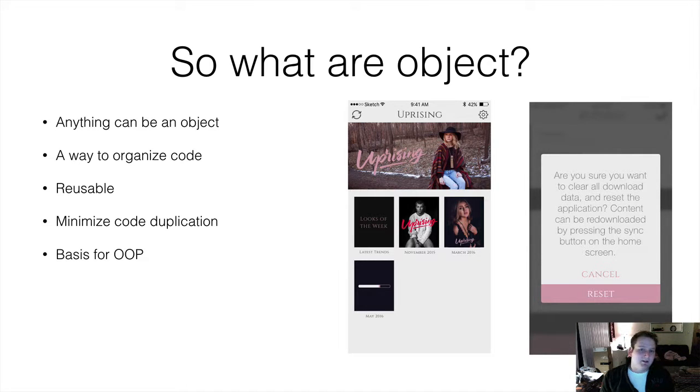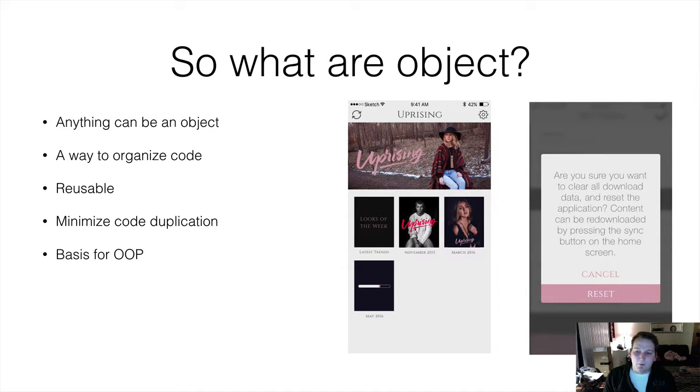All an object really is, is a way of grouping code so you can reuse it. So anything can be an object. It really just comes down to a way to organize your code so it can be reused, and you only have to define it once. So think about creating a button on a screen like the cancel reset button you see in the second image there.